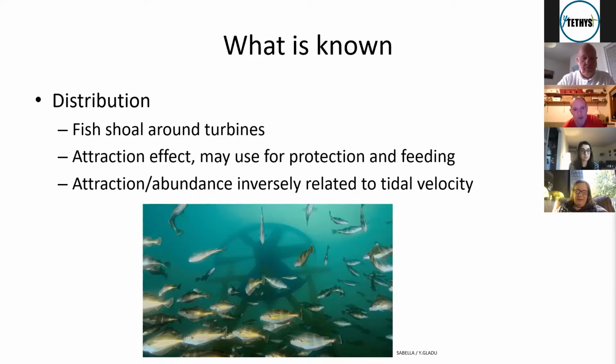But in general, fish seem to shoal around turbines, such as that seen in this picture below. So there may be an attraction effect of turbines, and fish may use these structures for protection and feeding. But this attraction effect and abundance around turbines seems to be inversely related to tidal velocity. A lot of this research was done in tidal areas. When the tidal velocity is slow and the turbine is not moving as quickly, there seems to be more of an attraction effect, leading to greater abundance of fishes around the turbines. And vice versa, when the turbine is moving quickly, the fishes seem to stay farther away from the turbine. Next slide.